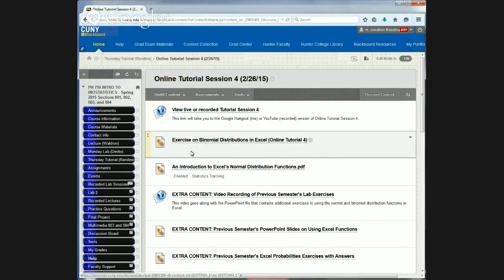Underneath that, I'll post any exercises that I use during the lab session. Prior to the tutorial session, it'll be a regular exercise without any answers in it. After the tutorial session, I'll typically post a version with answers so that you can see everything that I did, even if it's a little hard to follow live.